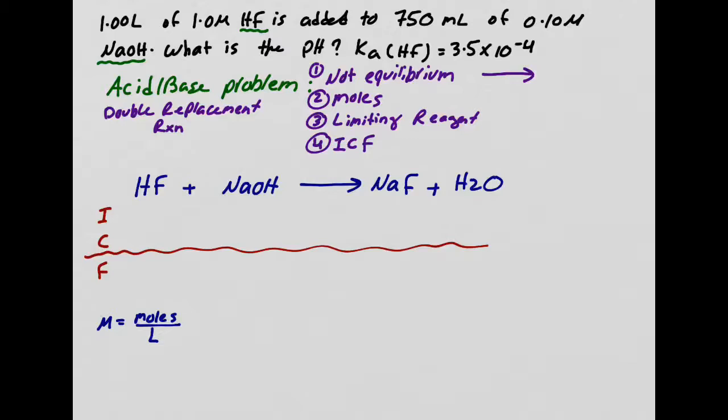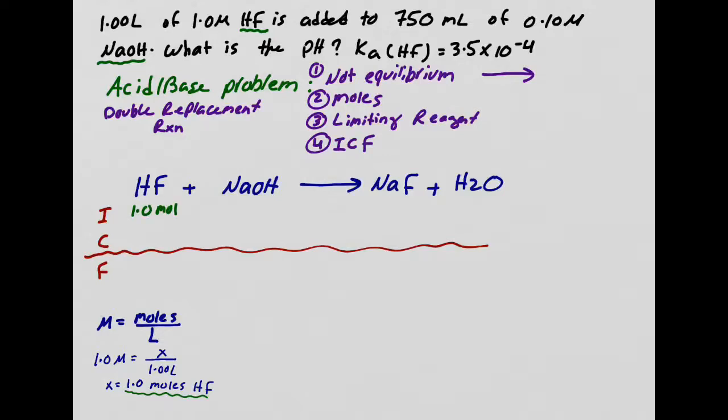I have the molarity of hydrofluoric acid. That's 1.0 molar. I don't have the moles, but I know the volume is 1.00 liters. So molarity is moles per liter. I have molarity, I have volume. What I'm going to get for X is 1.0 moles of hydrofluoric acid. So far so good. Okay, so I got the moles of hydrofluoric acid, and I'm going to put that over here: 1.0 moles.